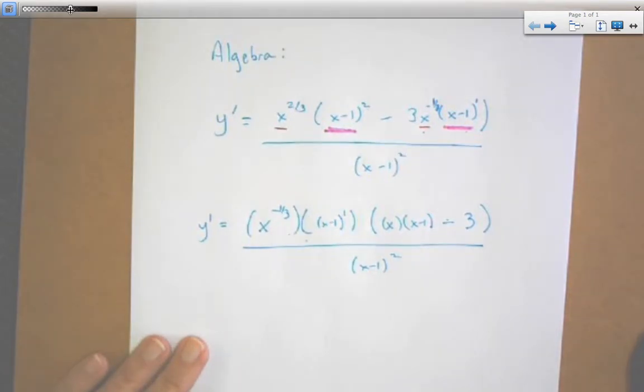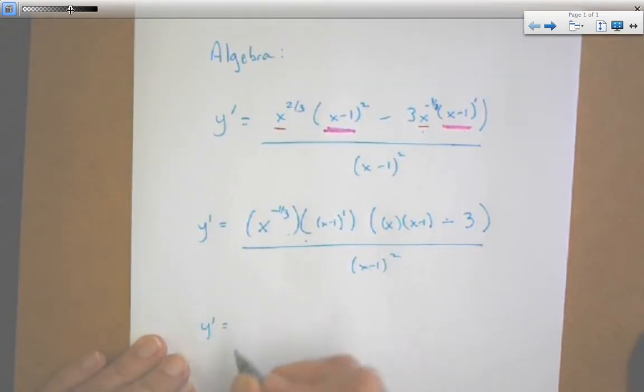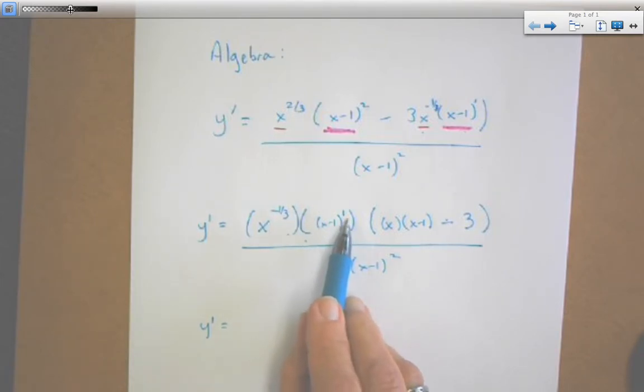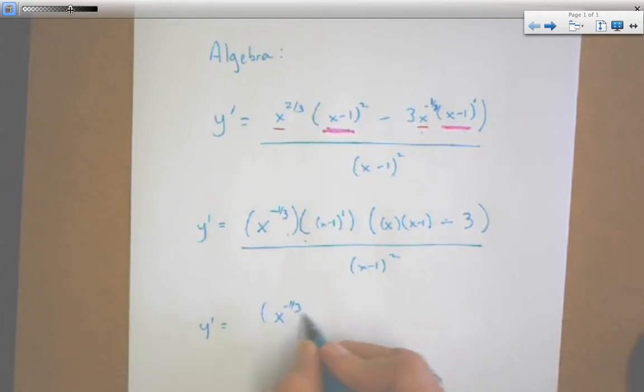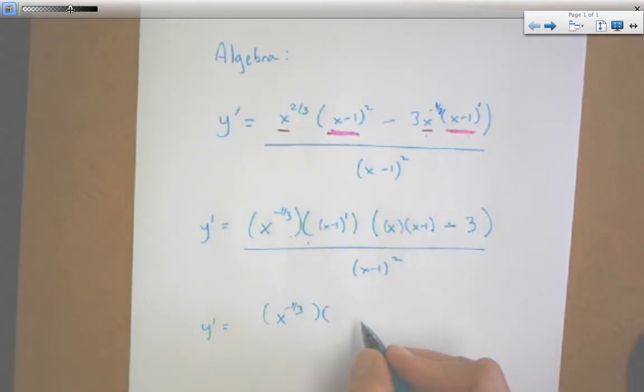And yay, it made a simpler expression for me. I notice I have x minus 1 to the first and x minus 1 squared, so I'm going to go ahead and bring this down to the denominator. I'm going to go ahead and distribute here. That's x squared minus x minus 3 over x minus 1 to the first.